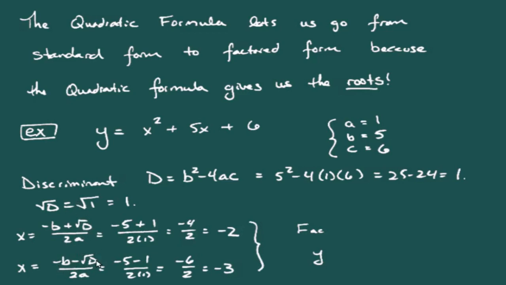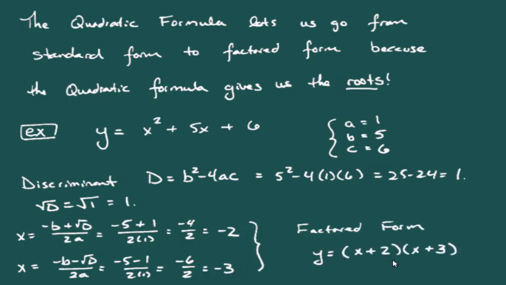Well, plugging in a, b, and c, that's going to give us negative 5 plus 1 over 2 times 1, which is negative 4 over 2, or negative 2. For our second root, we've got negative b minus the square root of d over 2a. It's negative 5 minus 1 over 2 times 1, which is negative 6 over 2, or negative 3. Our factored form, then, is really just something that looks like x plus 2 times x plus 3.